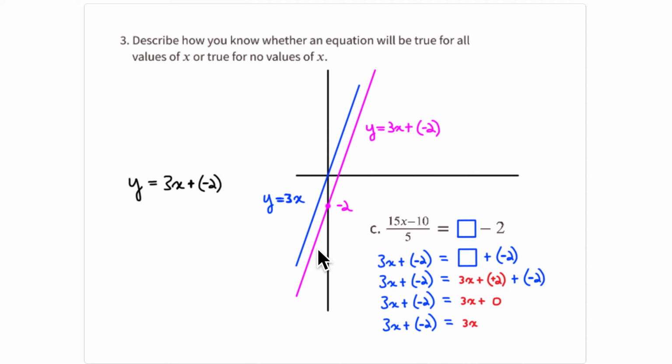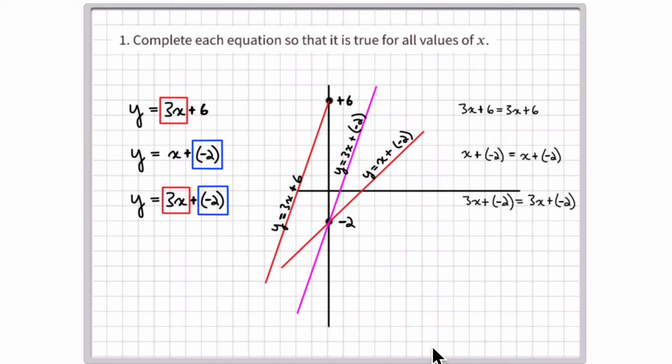And I like the visual of the parallel lines because it shows you exactly what's going on. So they are not equal to each other. 3x plus negative 2 is not equal to 3x. Starting out with some value, same value, but on the left side you're adding negative 2 to it. So it's always going to be different. It's never going to be equal.